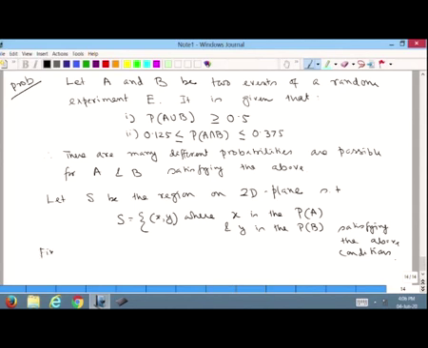Find the area and perimeter of S. So, that is the question.